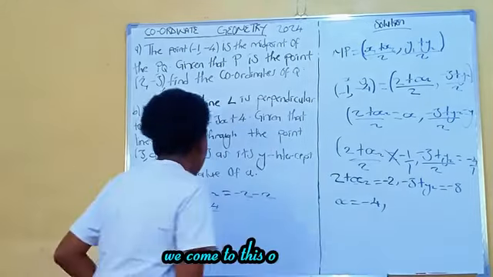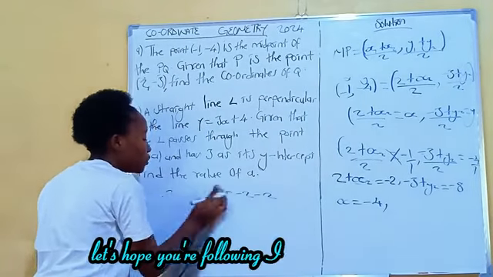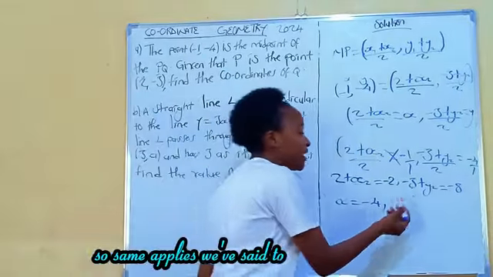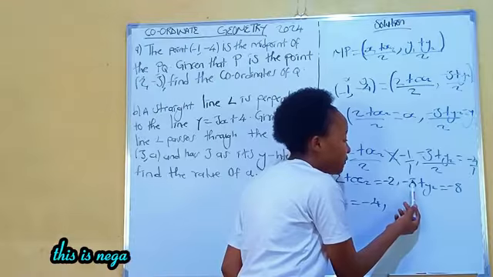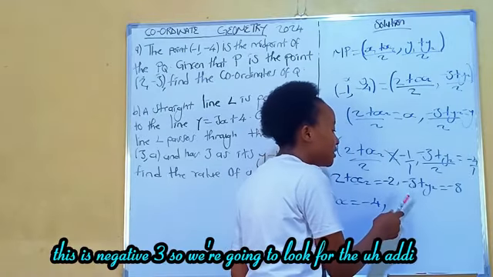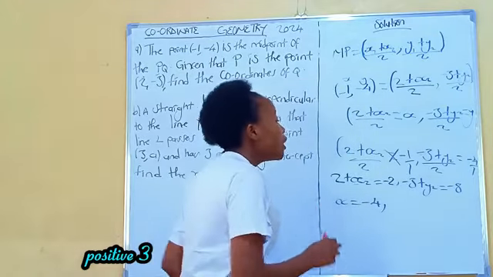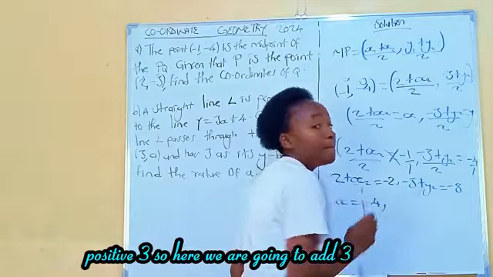We come to this one as well. Let's hope you are following, I'm not confusing you. Same applies. We look for the inverse of this one. This is negative 3, so we're going to look for the additive inverse of negative 3, meaning it's going to be positive 3. So here we are going to add 3 both sides.